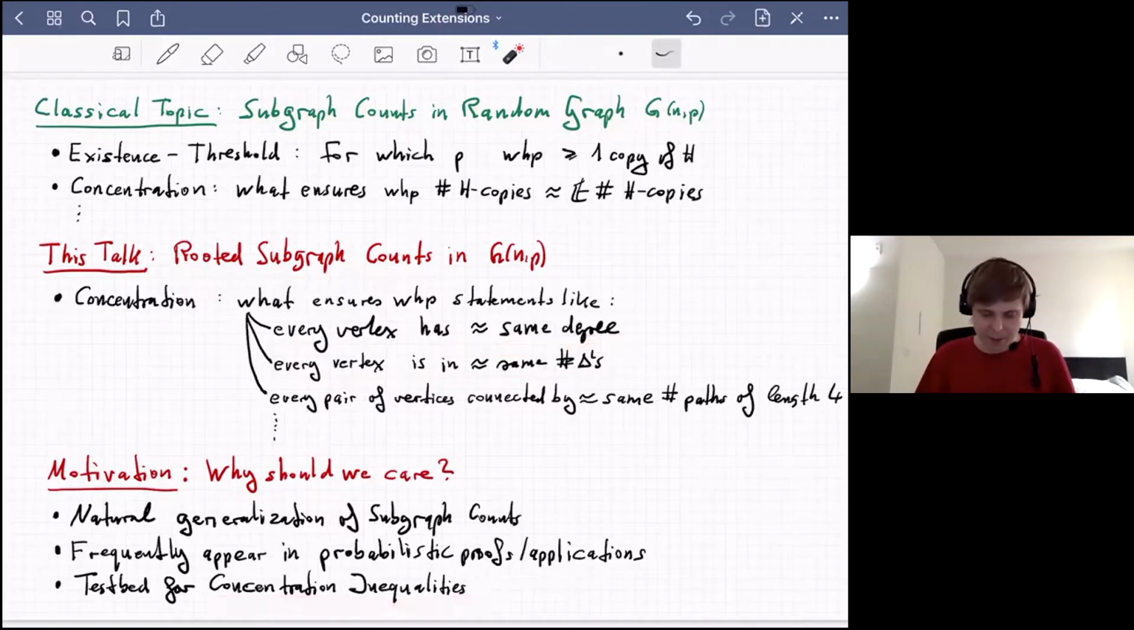The interesting thing here is that for these rooted subgraph counts, the concentration inequality part becomes a little more challenging, because you can no longer just apply the standard Chernoff bounds; you need something more complicated, because the variables you're interested in are no longer independent. I hope this gives you some idea where this topic fits in. It's a generalization of the classical subgraph counts, and one way to think about it is that classically we study global properties, and what we're doing here is studying local properties, or a local statistic.